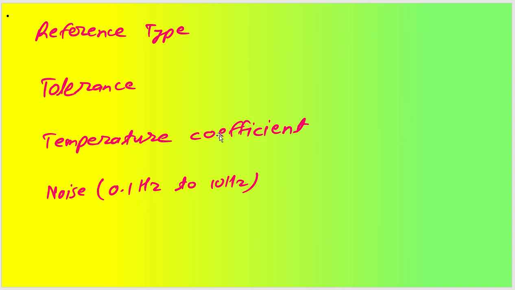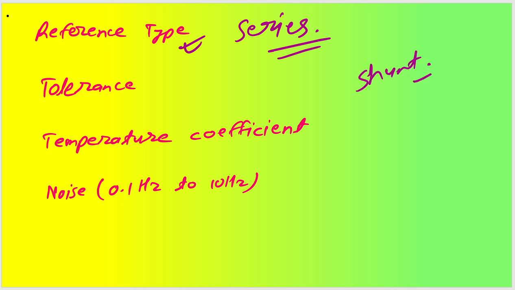Coming back to the other parameter, what you need to take is the reference type. As I am going to explain, we are going to take up the series type. The voltage shunt reference type we have already seen. Shunt reference type we have already seen, right? Now we are going to see the series type.